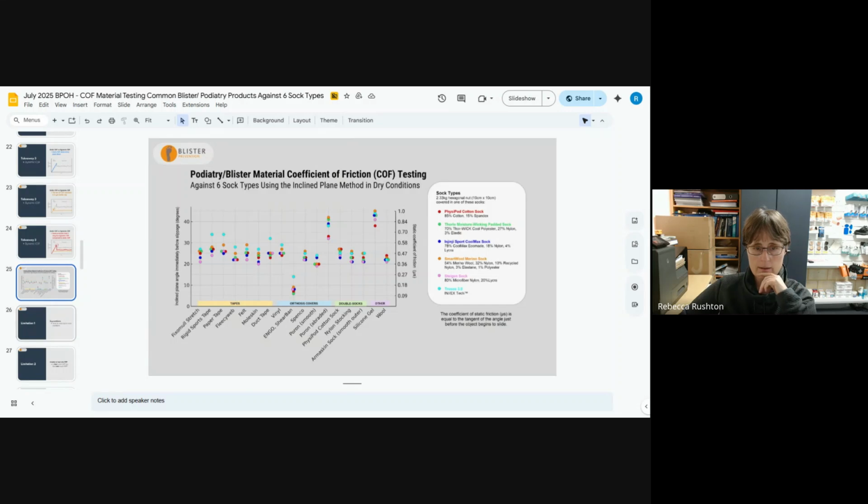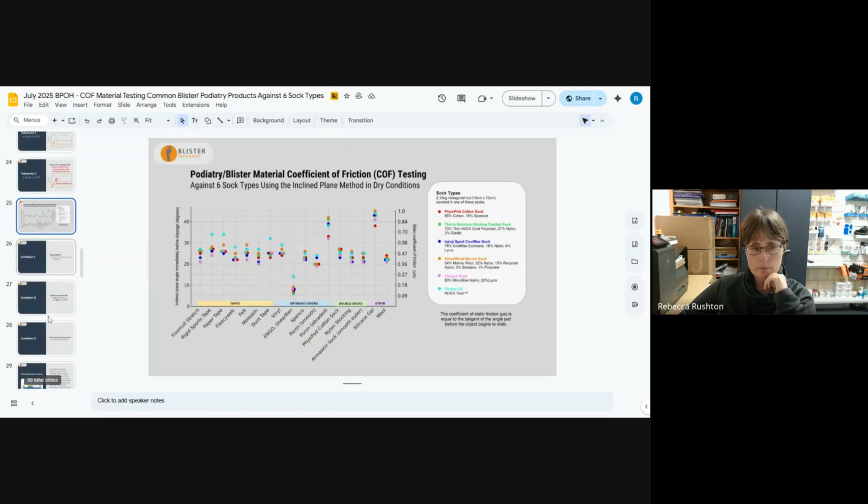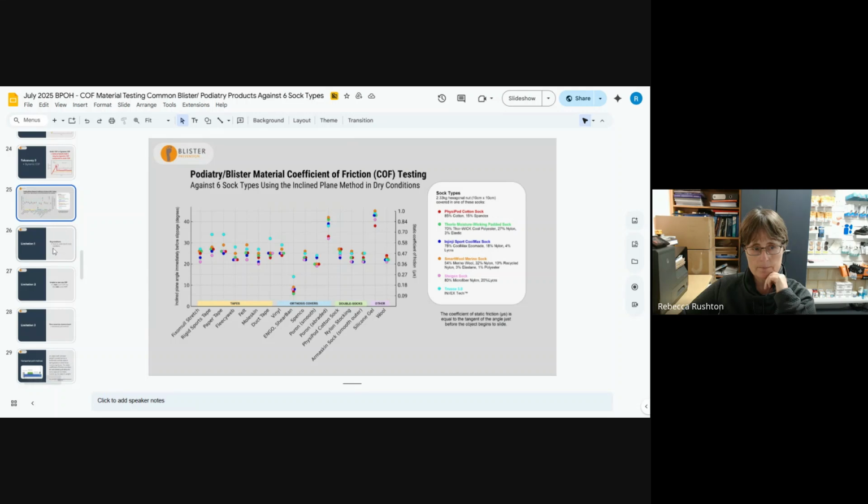I'll have a copy of these images that you'll be able to look closer at on the replay on the Pro Blister Prevention site. So don't try and squint too hard. I'll have that available for you.